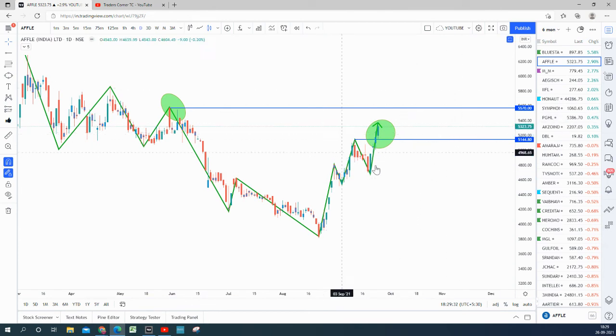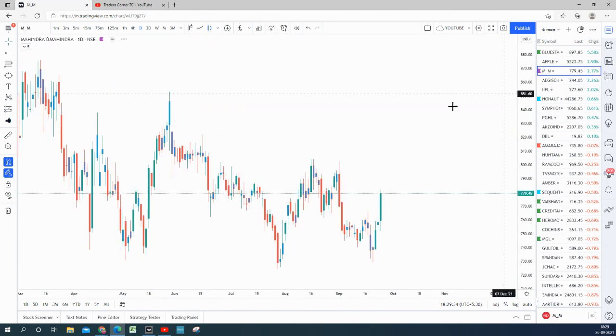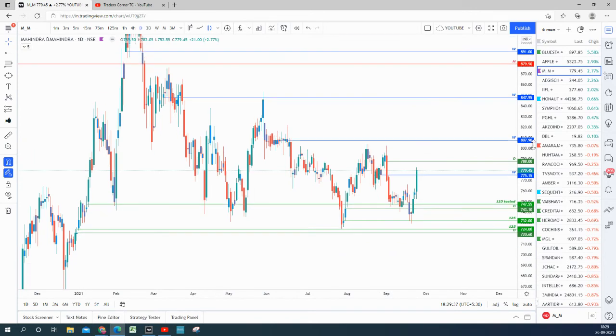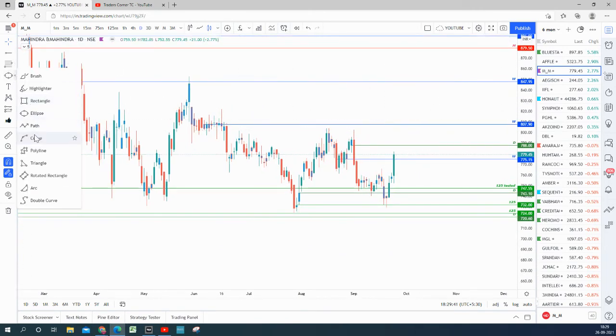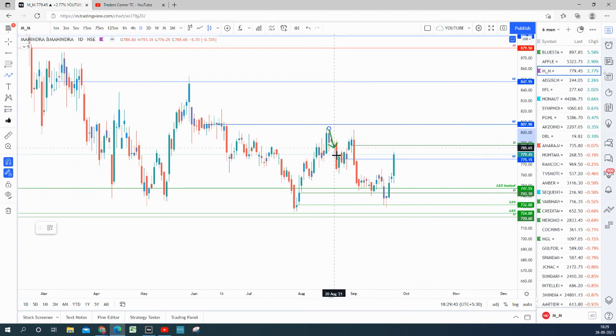Okay, this is the second one. Third one, MNR. I'll draw a minor one. High, low, lower high, lower low, lower high, lower low. Price closed on the daily chart above this high. So what I will do is wait for retracement and take an entry here for the target of this one.